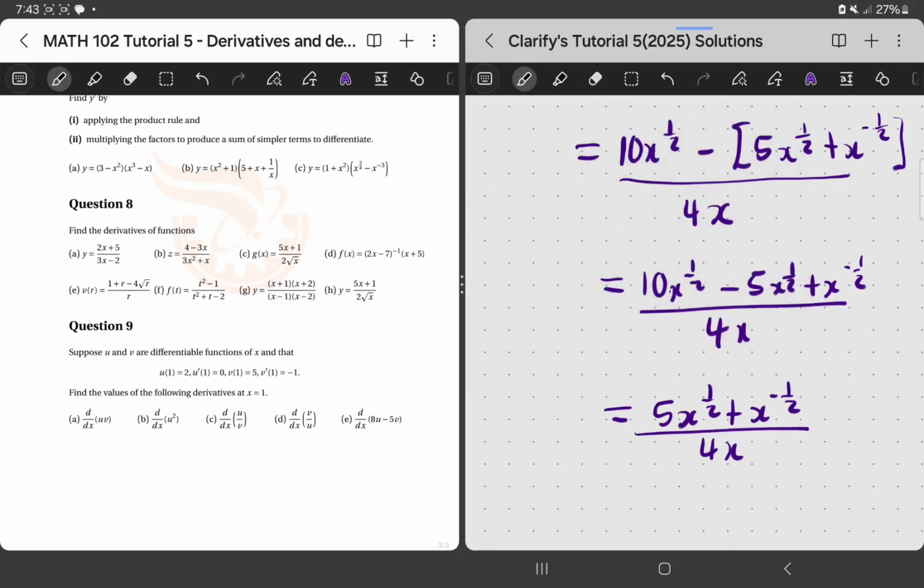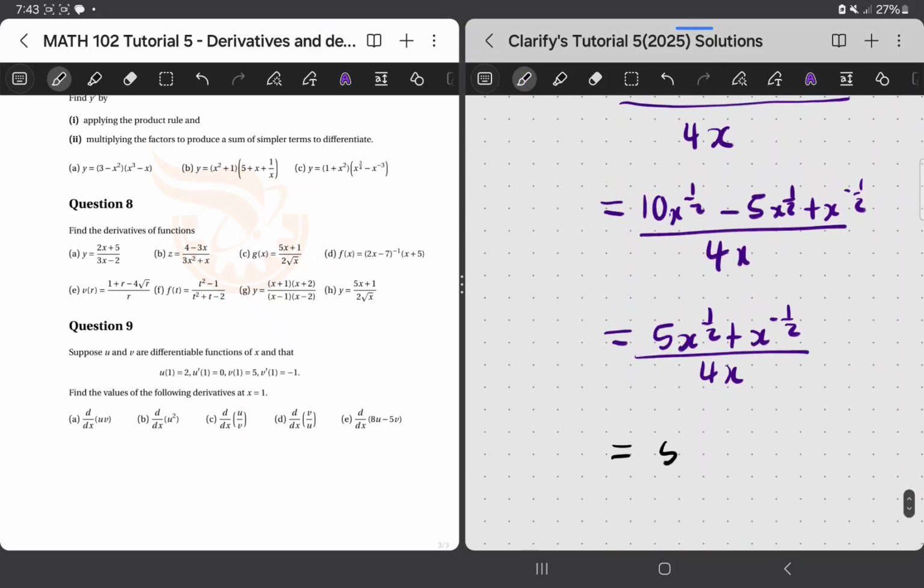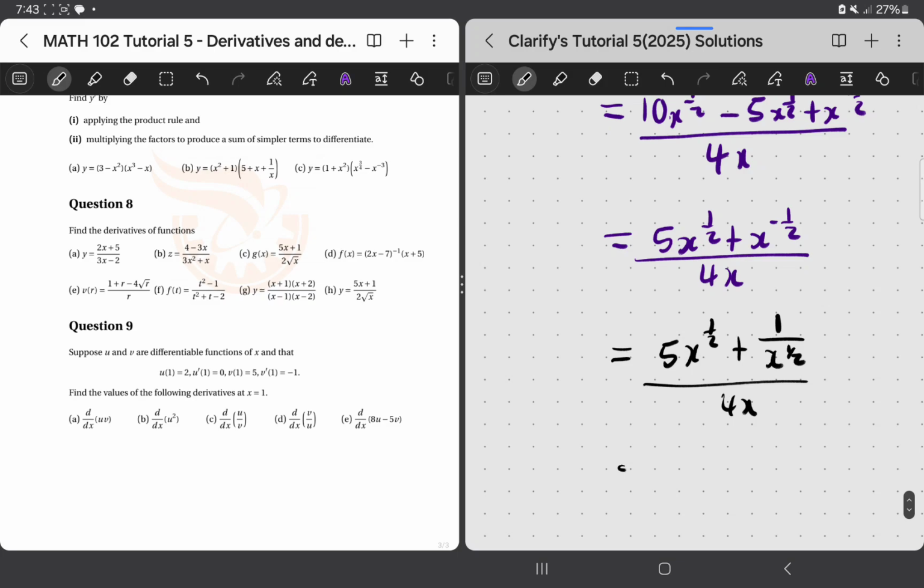Right? Now what would I do? Here we would just say this is going to be equal to 5 times x to the positive half, which is root x, plus x to the negative half, which is 1 over x to the positive half. Okay, so we can still keep it as 5x to the positive half plus 1 over x to the positive half, then all over 4x. This now becomes equal to 5x to the half, which is 5 root x, plus 1 over x to the positive half, which is just a root x, then all divided by 4x.